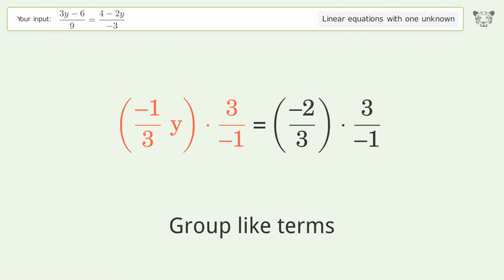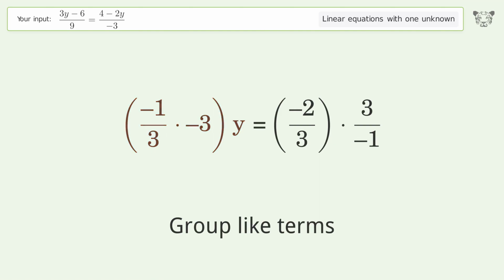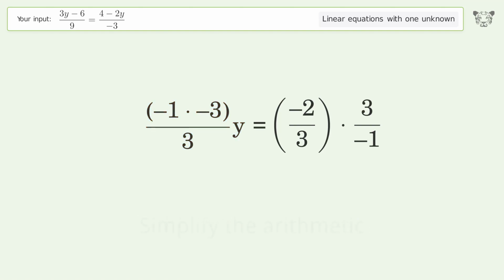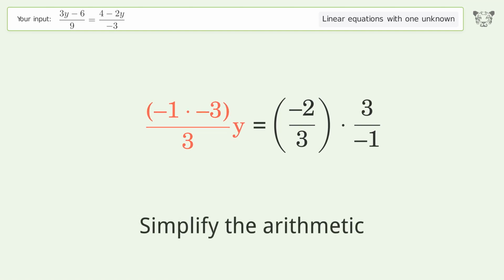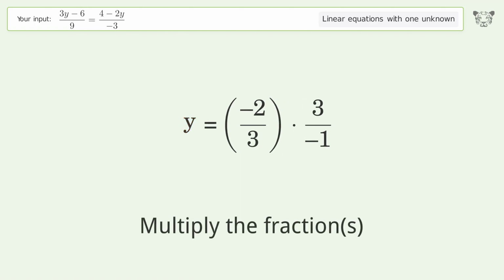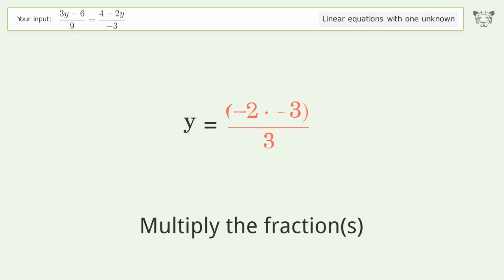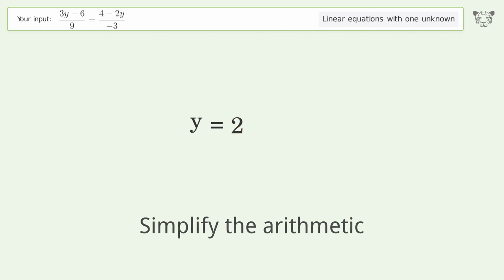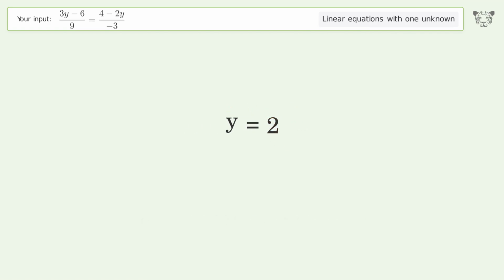Group like terms. Multiply the coefficients. Simplify the arithmetic. Multiply the fractions. Simplify the arithmetic. And so the final result is y equals 2.